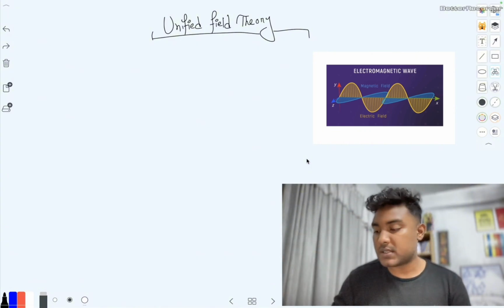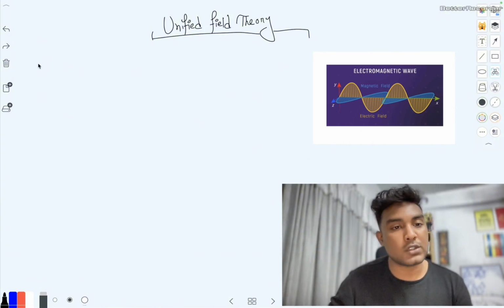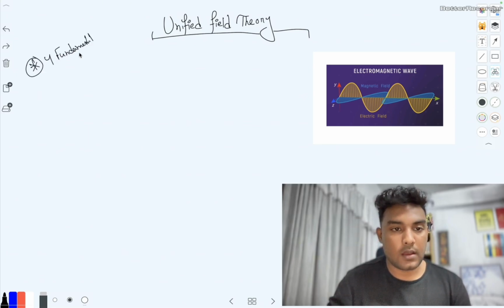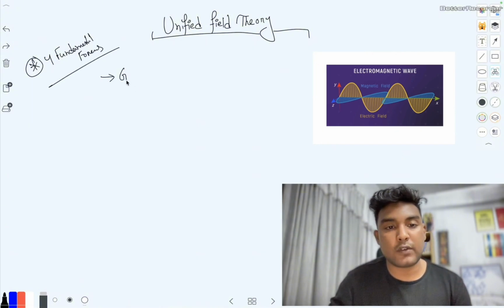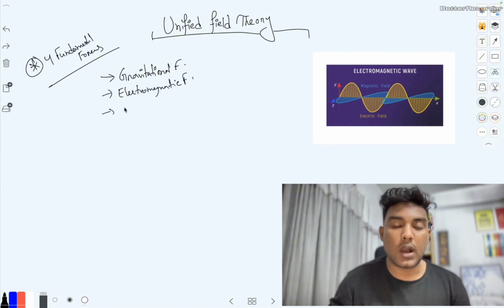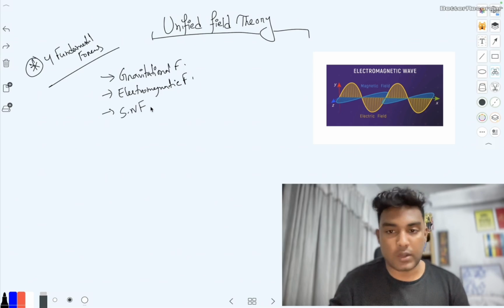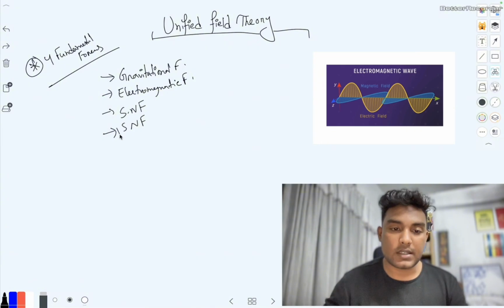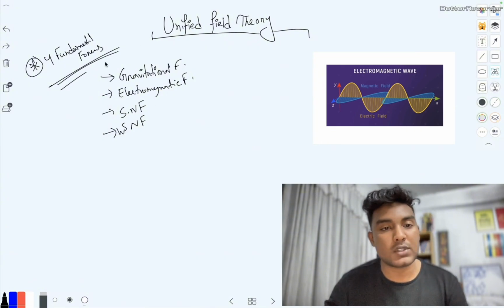So first of all, we need to start with knowing the fundamental forces. We know there are four fundamental forces. The four fundamental forces are, first of all, gravitational force. Then comes electromagnetic force, and the last two are strong nuclear force or strong nuclear interaction, and weak nuclear force or weak nuclear interaction. So these are the four fundamental forces we have.